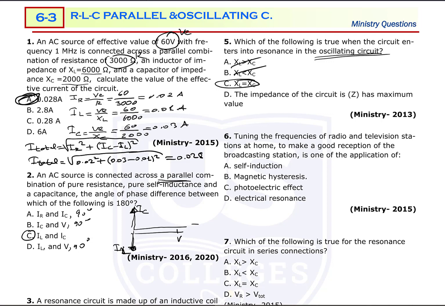But D, the impedance of the circuit is maximum value. This is correct only for parallel. In a parallel oscillating circuit, the impedance of the circuit Z gets maximum value. But in series, it gets minimum value. That's why D is not correct for all types of oscillating circuits. It's just correct for parallel, not for series. But C is correct for both series and parallel. That's why the correct answer in here is going to be C.